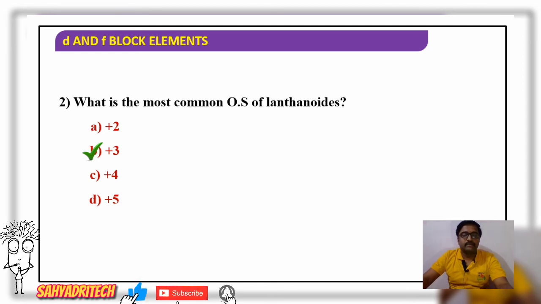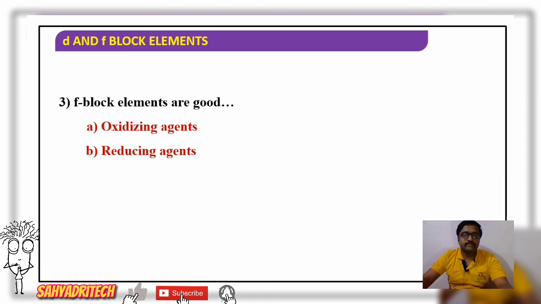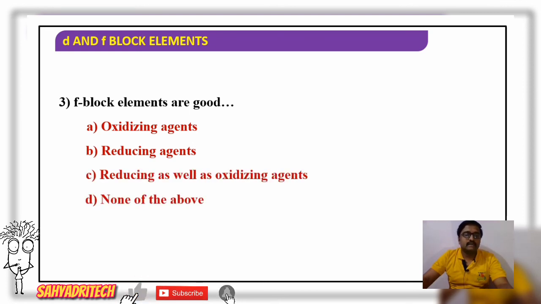Next one: lanthanide elements are good, A, oxidizing agent, B, reducing agent, C, reducing as well as oxidizing agent, and D, none of the above. What about these elements? Yes, they act as good oxidizing as well as reducing agents. So option C is correct.